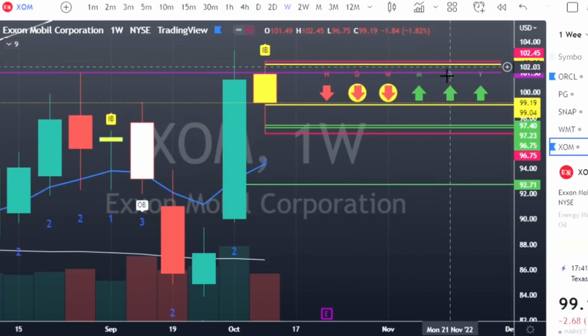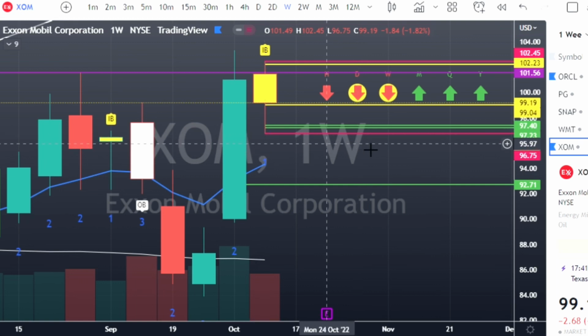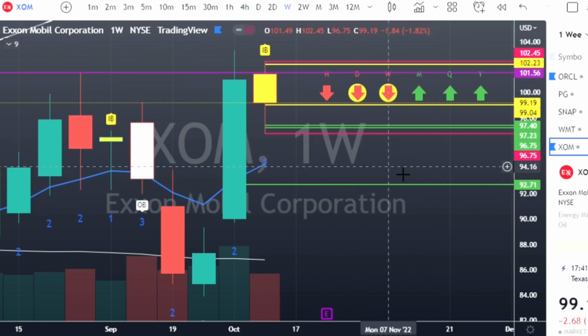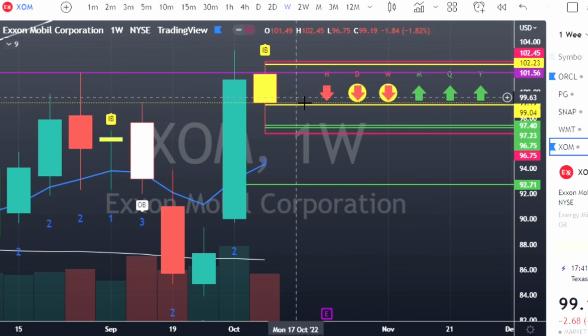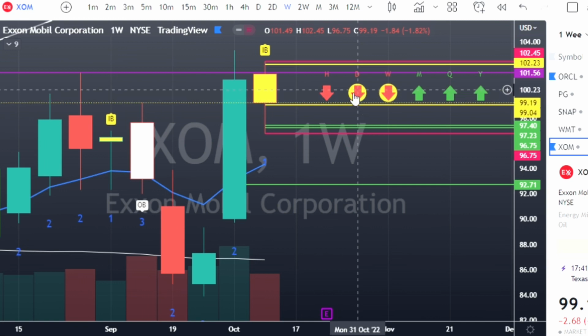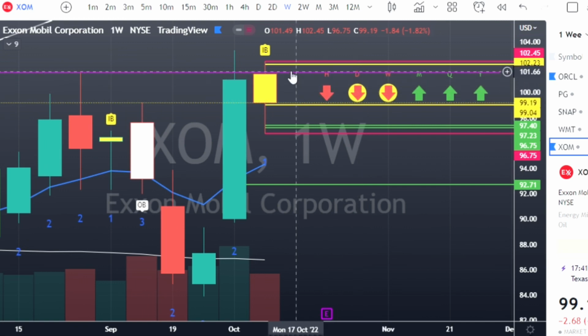Next up, we've got XOM with an inside bar. We can look for calls at 102.23, puts at 96.75. We also have an inside bar on the daily. Again, I know this because I've got the 2 yellow lines, which are my daily triggers, and this yellow circle is telling me we've got an inside bar. So we can trigger either side of this and potentially trigger the week as well on XOM.